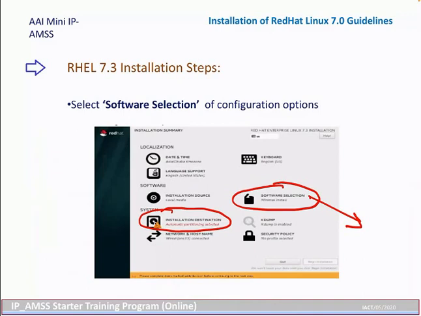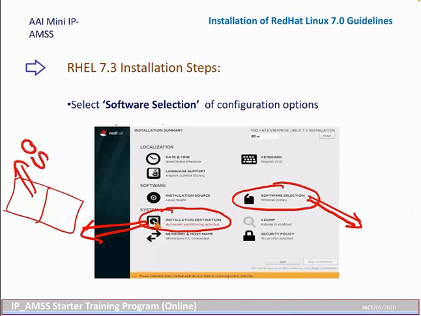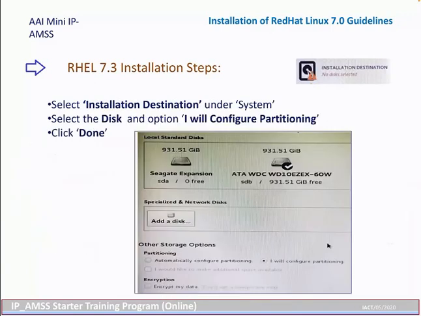So we have seen this software selection. Now next we'll be coming to this installation destination, that is in which hard disk we will be installing this operating system. So we have already seen that this first hard disk will be used for loading the OS, Linux OS. So under this installation destination option, see in this diagram you can see there is one SDA written, and you have this second hard disk that is SDB.